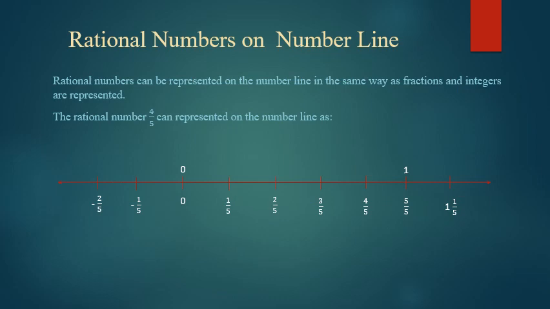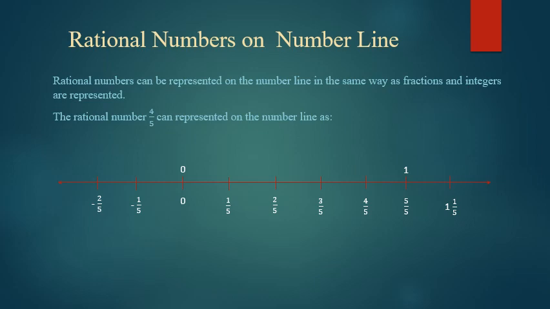So now how can we represent a rational number on a number line? A rational number can also be represented on the number line in the same way as we represent fractions and integers, as we already learned in previous classes. So let's take an example of how we can represent 4 upon 5 on a number line. First of all we have to draw a number line and mark some equal points on it as shown in your figure. Now one of the points is marked as 0.